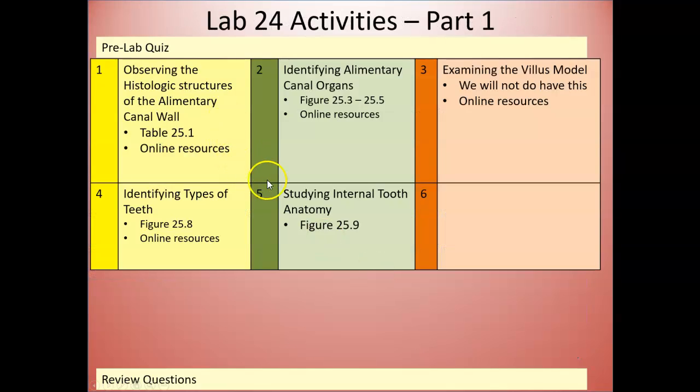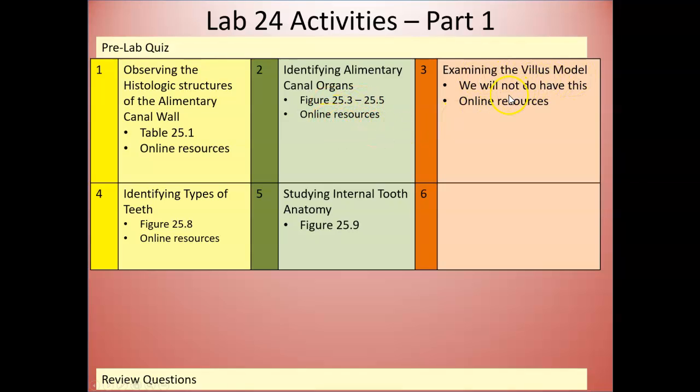Things that we can look at today: observing histological structures. There's a table in the lab manual as well as online resources. And identifying alimentary canal organs. There's a figure in the lab manual as well as online resources.